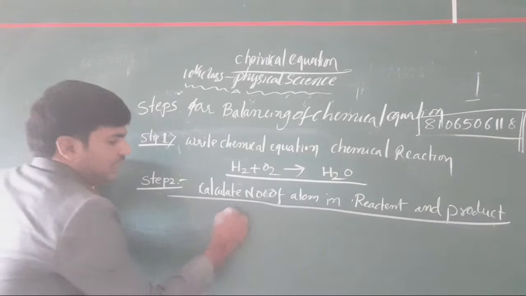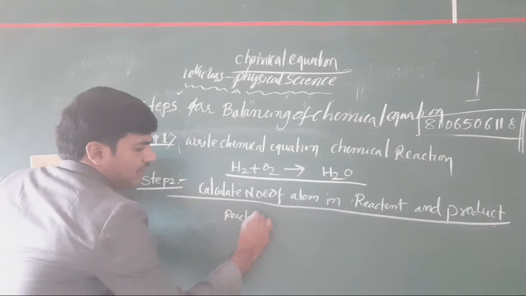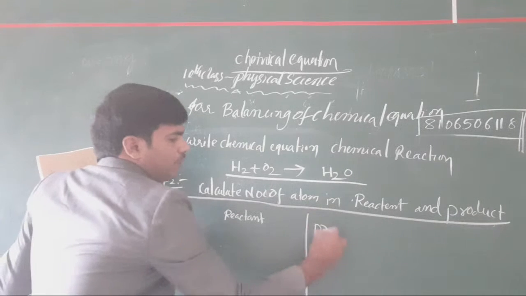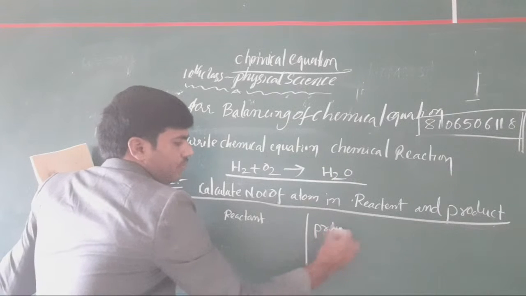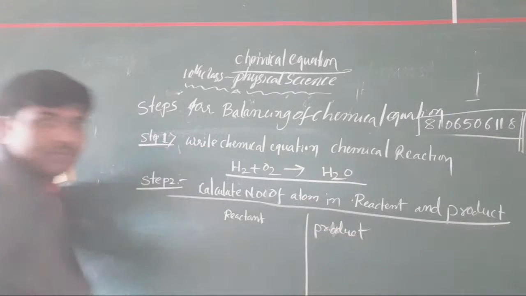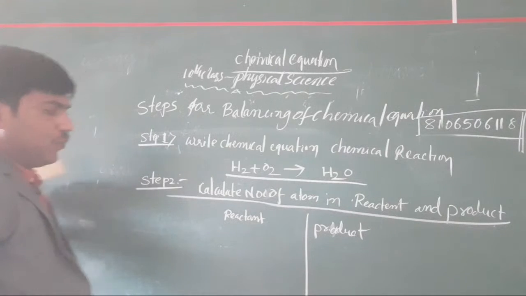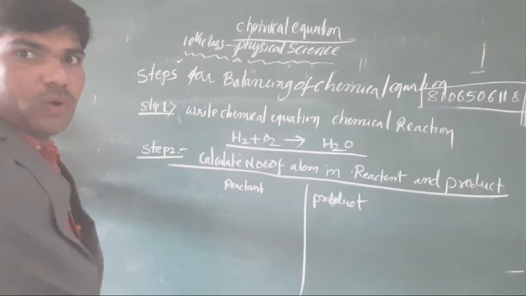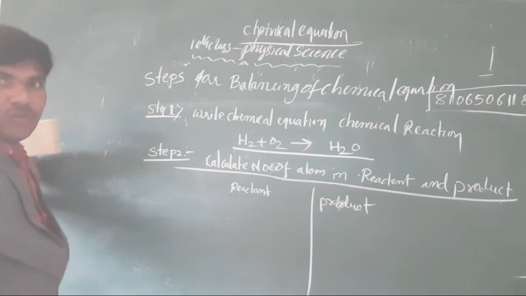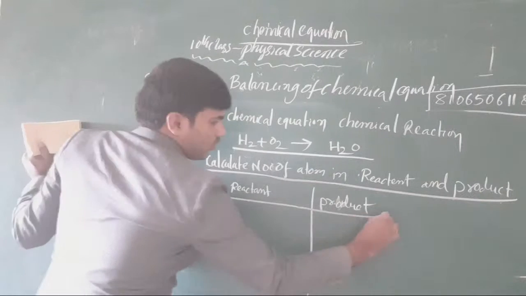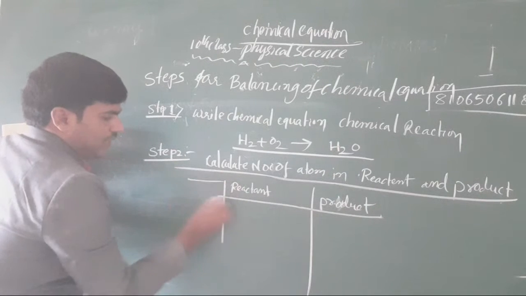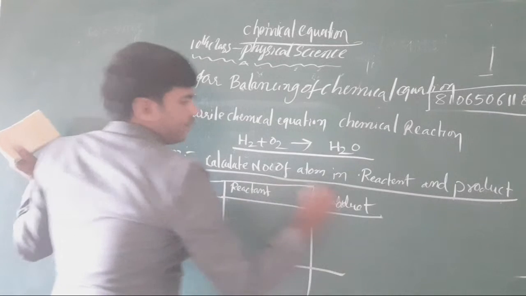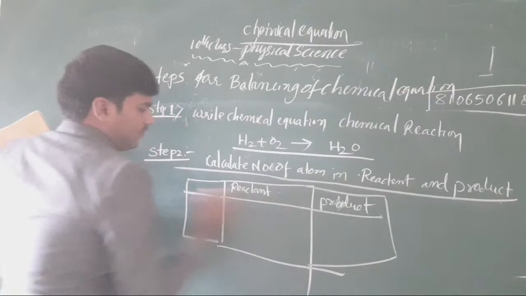What is here? It is called the reactant. And this is called the product. Reactants as well as the products. What are the reactants here? Clear or not, all of you? How many reactants are there here? How many products are there? Now, 2 reactants are there.